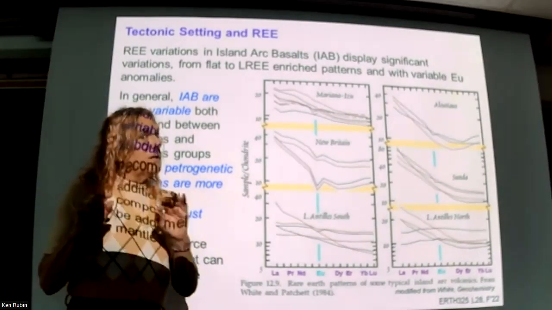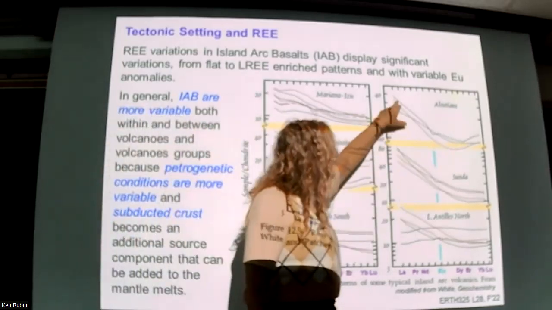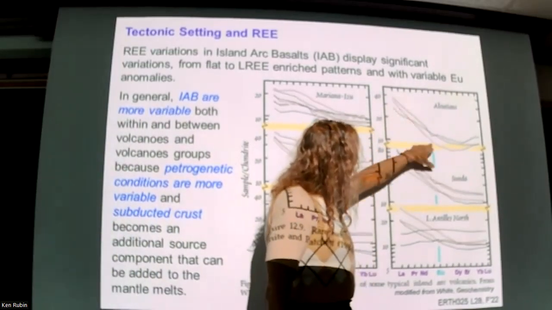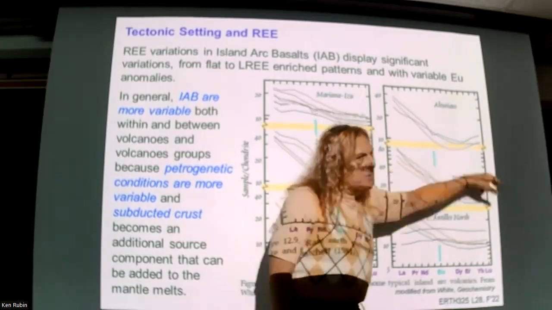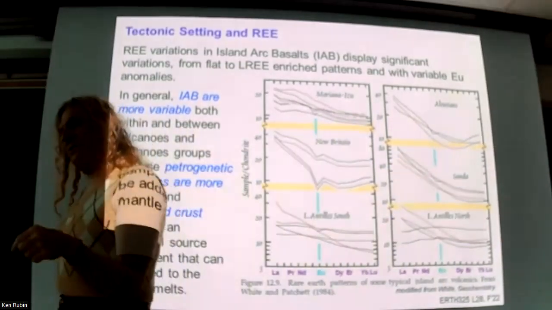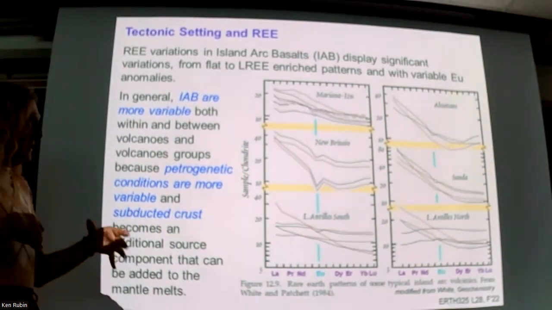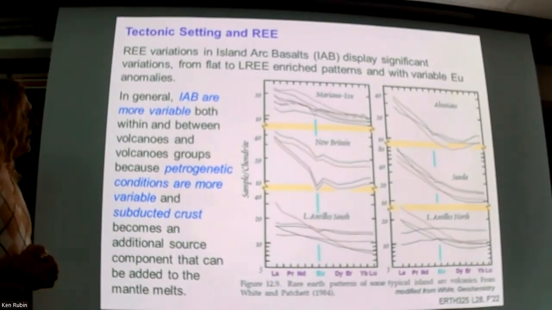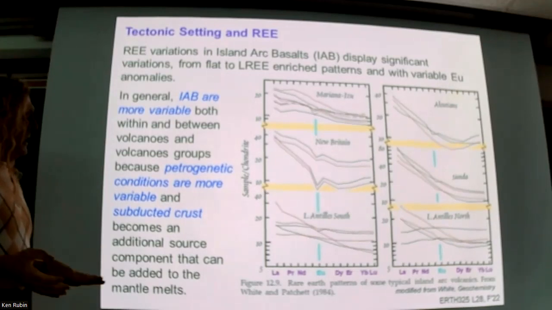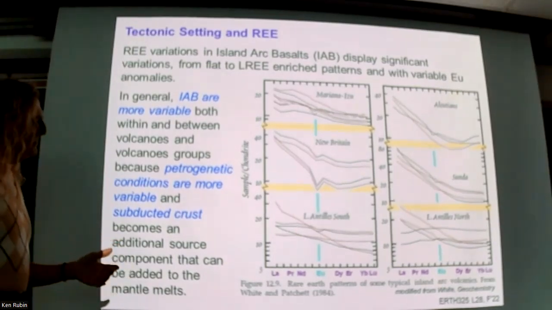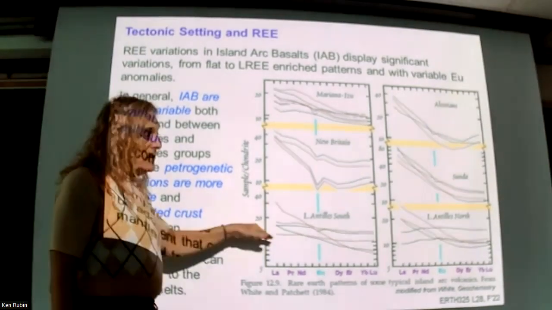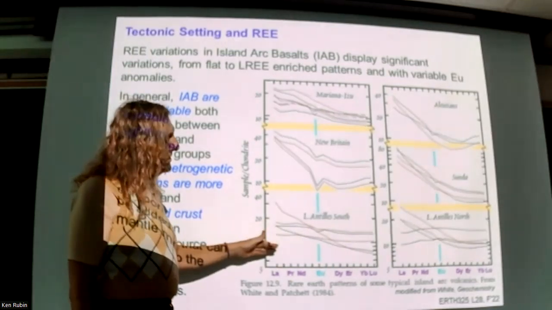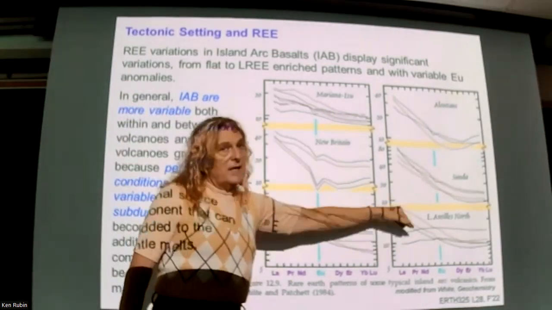Some of them have what we call a spoon-shaped profile, like these, where it's actually dipped down in the middle rare earths and comes back up. That's usually a signature of amphibole, at least that's how it's commonly interpreted. I guess the other thing I would say is that we don't see any light rare earth element depletion patterns here, right? They're either flat or slightly enriched.